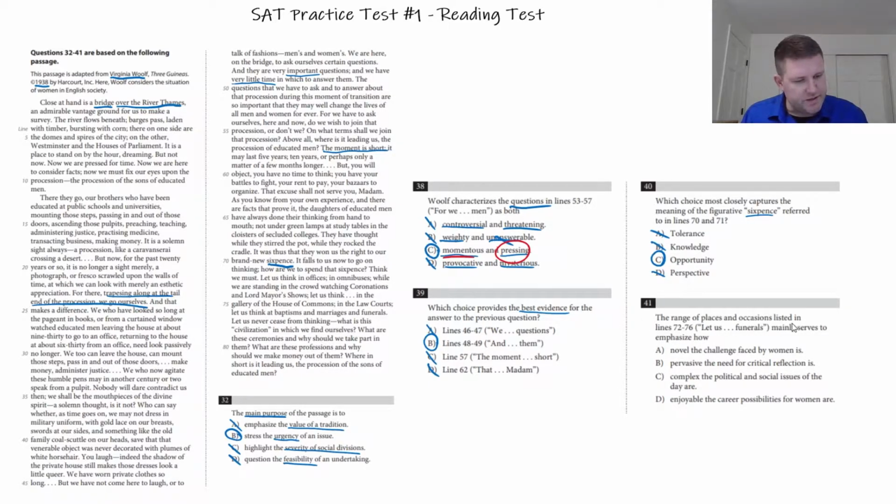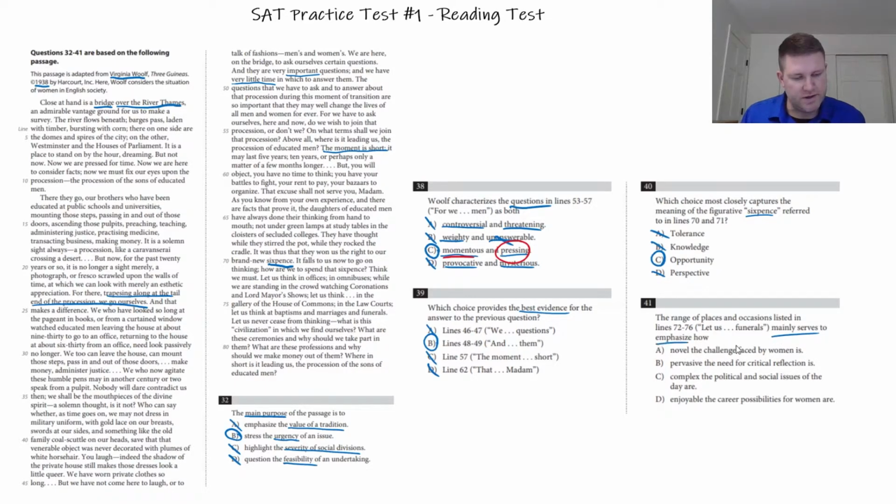The range of places and occasions listed in 72 to 76. So let's look here. Let us think in offices, in omnibuses, while we're standing in the crowd watching coronations and Lord Mayor shows. Let us think in the gallery of the House of Commons, in the law courts. Let us think at baptisms and marriages and funerals, right? So let's think, no matter where we are, about exactly how we're going to utilize this newfound right to work alongside men. She's saying we should be thinking everywhere and all the time, okay? No matter what you're doing. So let's keep that in mind.